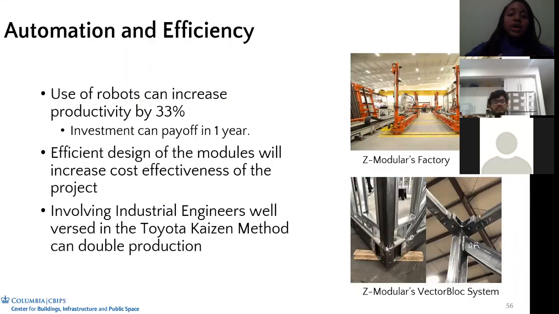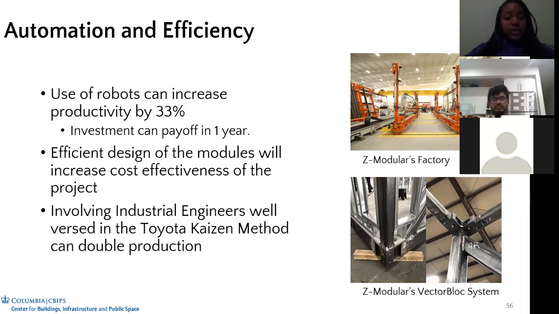So part of the conversation that we had with him was about automation and efficiency in modular factories. He mentioned that the use of robots can increase productivity by 33%, and that investment can pay off in 1 year. He mentioned a company called Z Modular, and they were able to implement robotics to do certain processes, and that paid off really, really well for them.